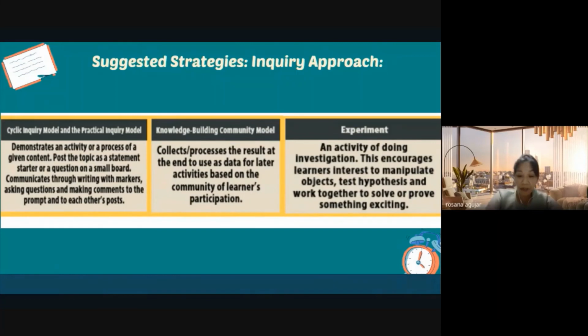Making research on a particular topic, then the answers gathered will serve as the community's participation. And experiment, an activity of doing investigation. This encourages the learner's interest to manipulate objects, test hypotheses, and work together to solve or prove something exciting.